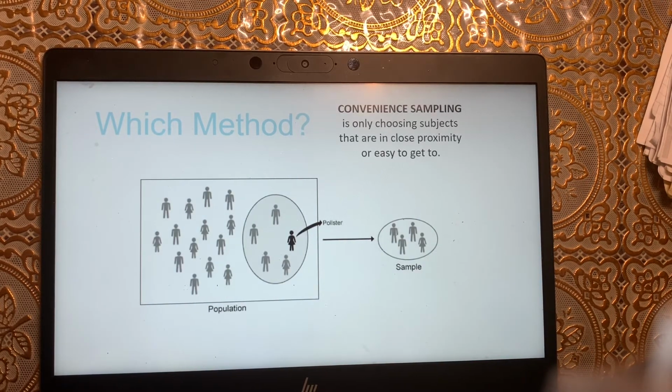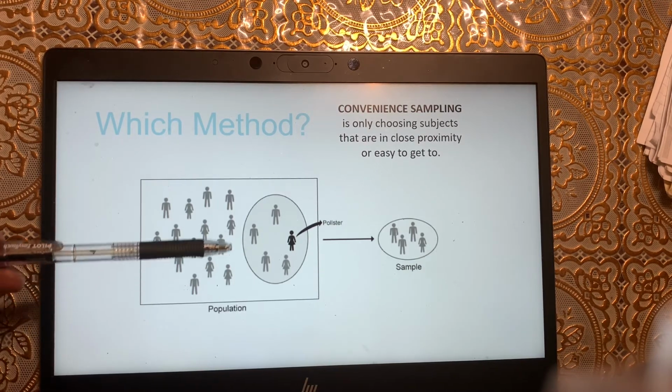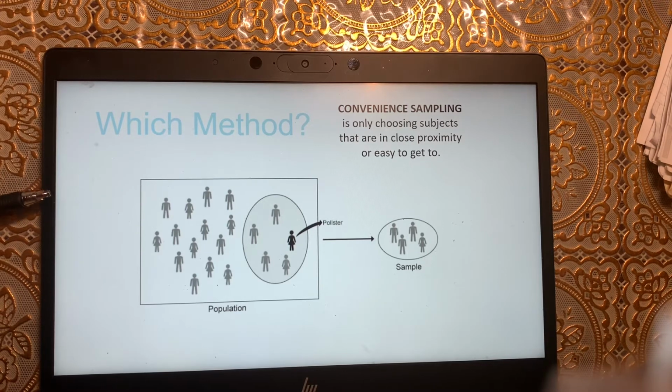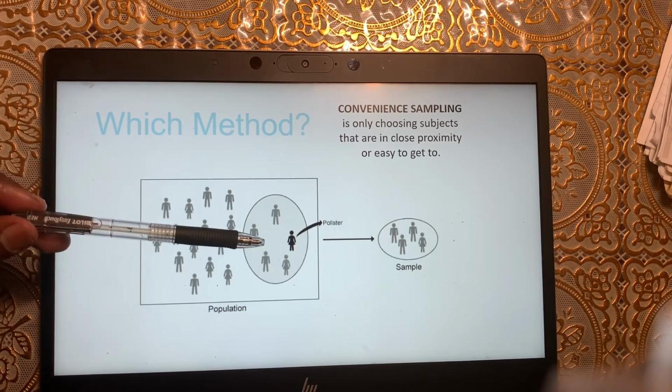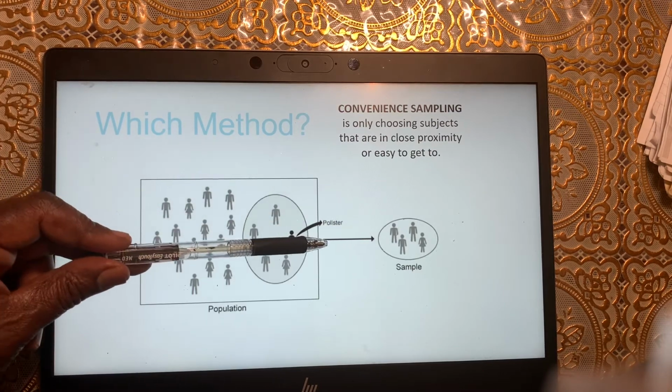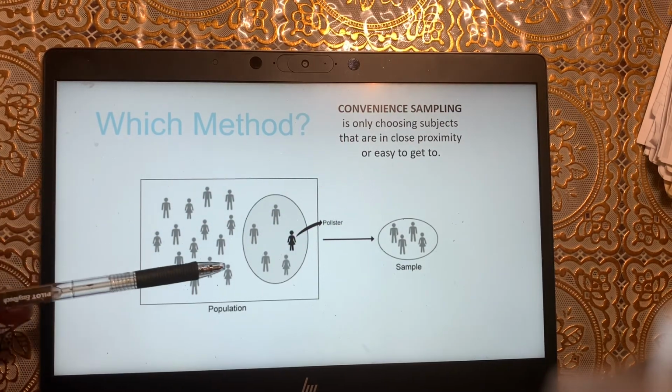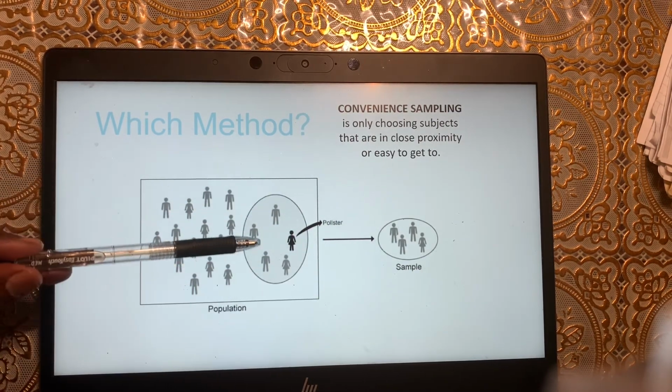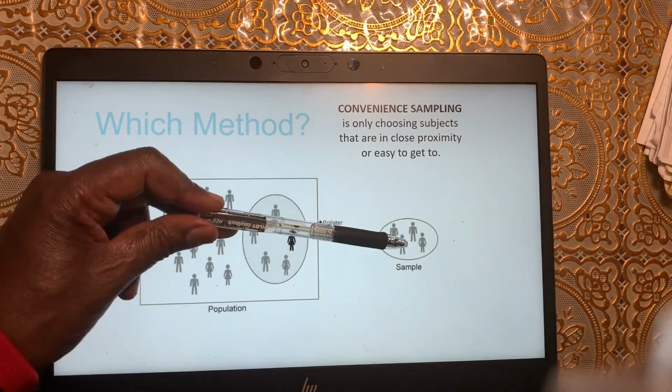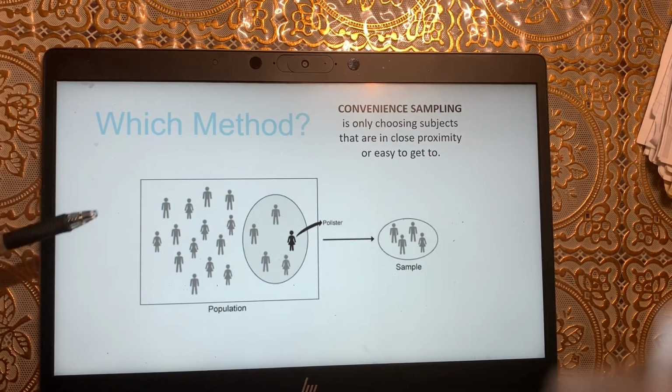Now this one, convenience sampling. Convenience sampling is only choosing subjects that are in close proximity or easy to get to. For instance, if I'm taking the whole of this population, and this part is closer and convenient for me, then I take those as a sample. This is called convenience sampling. But is it a good way of sampling? We will see later on.